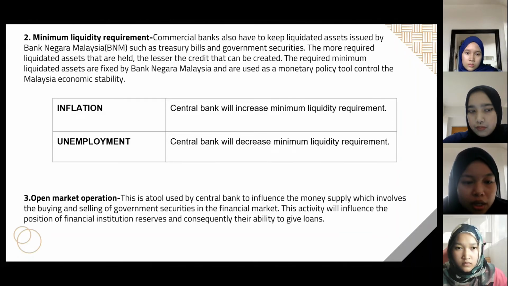Third is open market operation. This is a tool used by the central bank to influence the money supply, which involves the buying and selling of government securities in the financial market. This activity will influence the position of financial institutions' reserves, and consequently their ability to give loans.